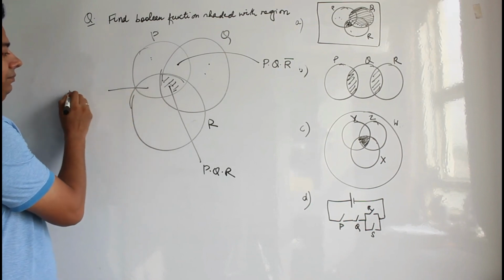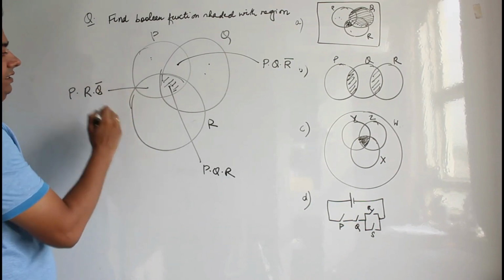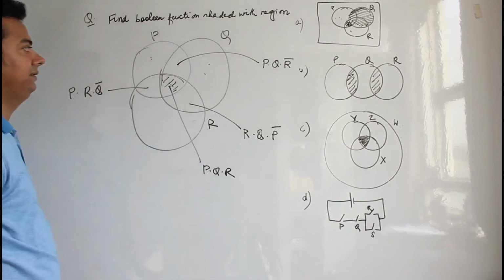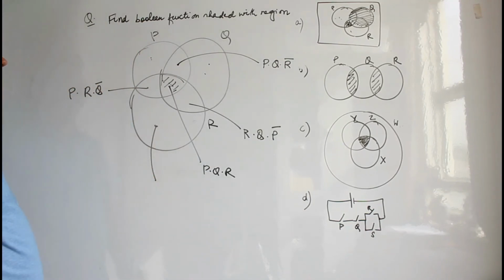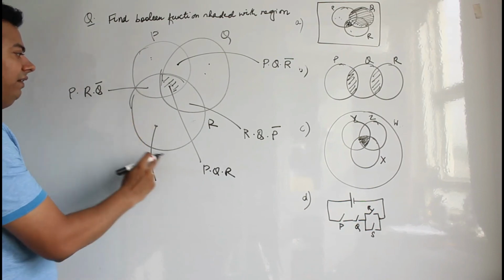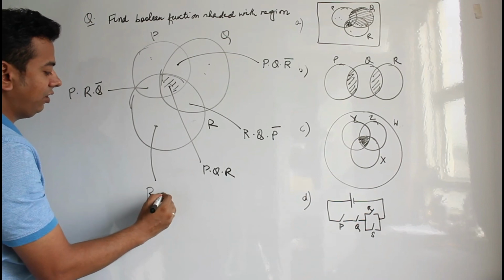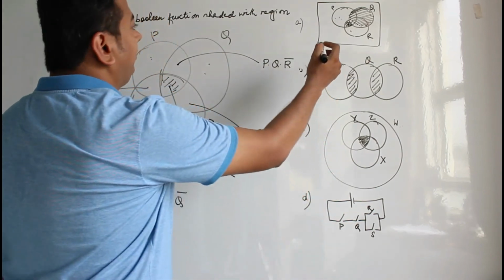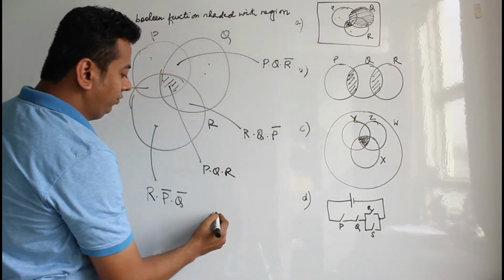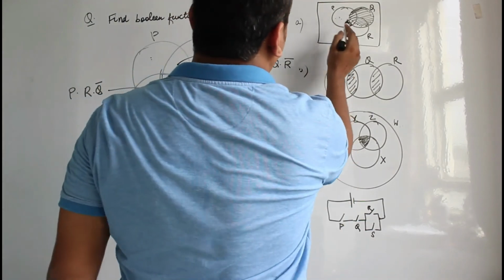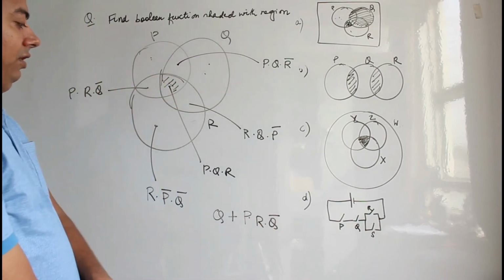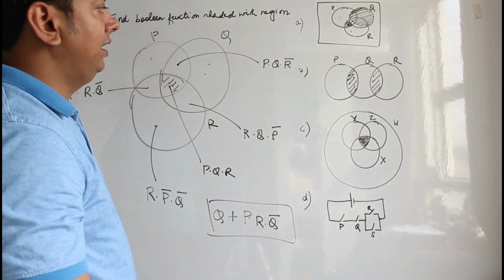Similarly, this one is P present, R present, but Q is not present. This one, R and Q present, but P is not present, right? What is this region? We have R only, but not P, not Q, right? So what is this shaded region? We need to find this one, right? So this whole Q plus this region, P and R present, but Q is not present. This is the answer. Now let's move to the next problem.